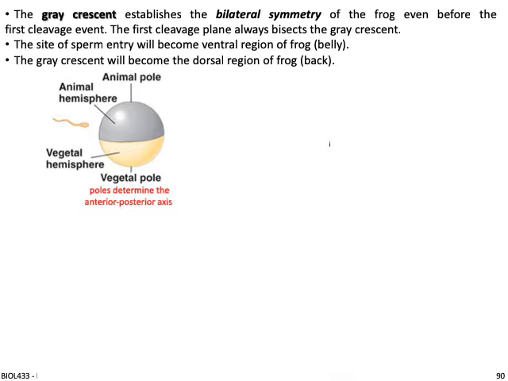This gray crescent establishes the bilateral symmetry of the frog even before the first cleavage event, because the first cleavage bisects the gray crescent. So the site of sperm entry will become the ventral region of the embryo, the belly, as in the figure, and the gray crescent will become the dorsal region of the frog, the back.